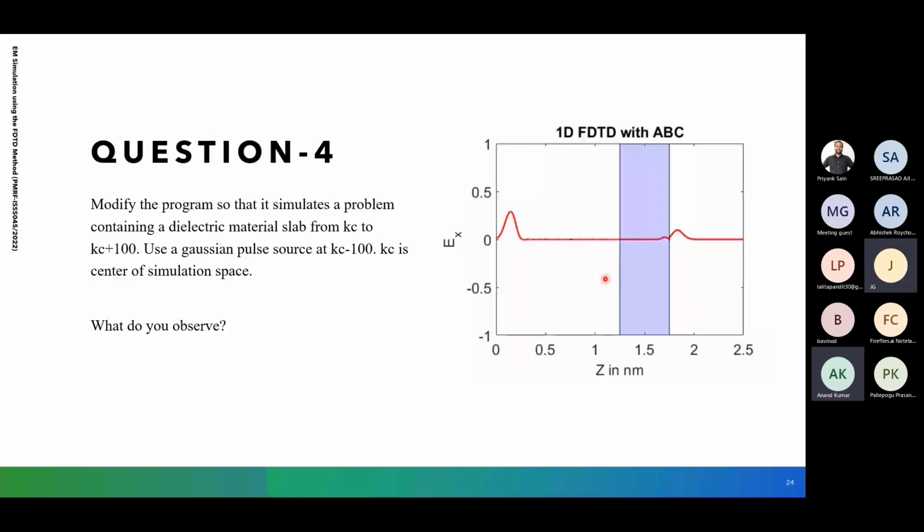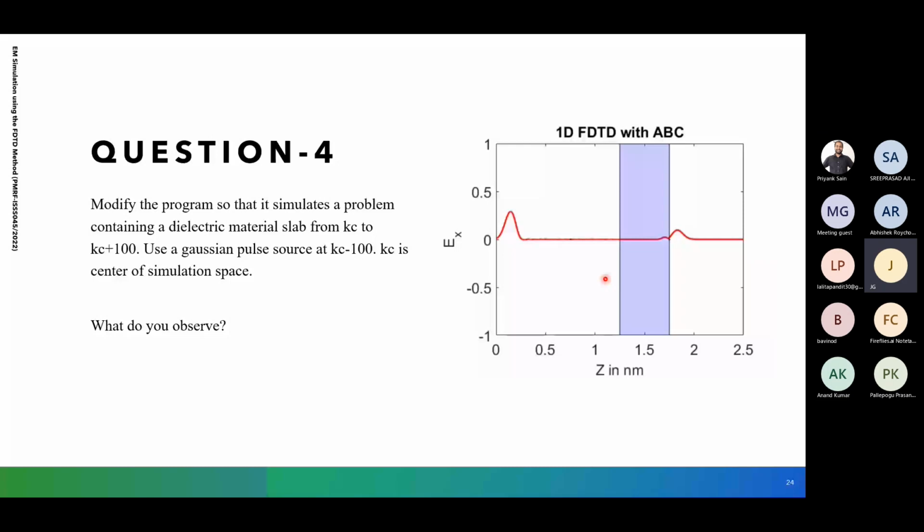So in the code which I shared, the simulation space was divided into several nodes. There were supposed to be 500 nodes, which was refined, and according to that I have shared the questions. So the Kc over there will be the center of the space, which is 250. And when I say Kc plus 100, Kc minus 100, I'm referring to the node at 100, node at 150, like that. So Kc over here is just the node which I'm referring to.